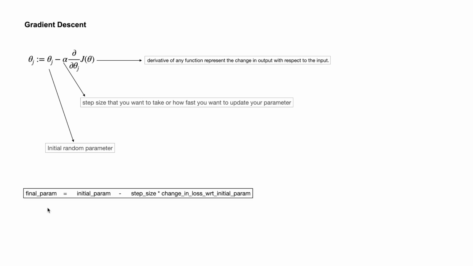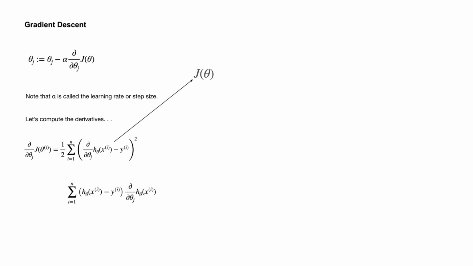So our final formula in words: our final parameter is going to be the initial parameter minus step size times the change in loss with respect to the initial parameter. That is what we are doing as part of gradient descent. Okay, so let's compute the derivative. This is our J(theta), with h(x) minus y, and this is our squared loss, correct? Now we will take the derivative of our squared loss.